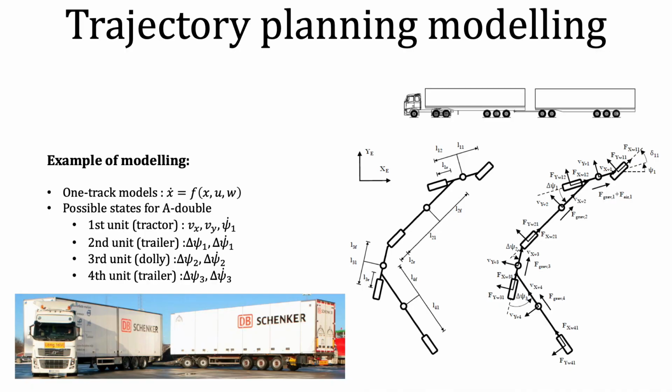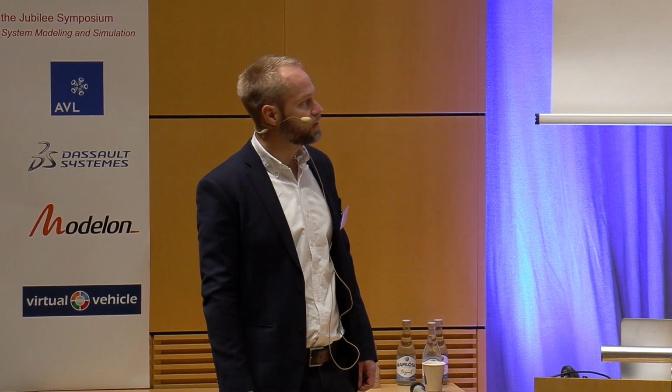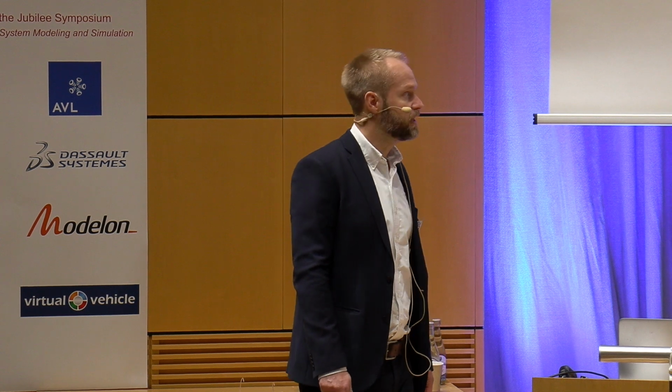One way to handle these motion constraints is, of course, to use physical modeling. One very common model in the TSM area and within trajectory planning is the one-track model. To the right, you can see an A-double combination. It consists of a tractor unit, a trailer, a dolly, and then a second semi-trailer. You can see the schematic picture of the one-track model below. This type of model, in this specific example, includes 9 different states. We have 3 states for the first unit, and then you have an additional 2 for each added unit.